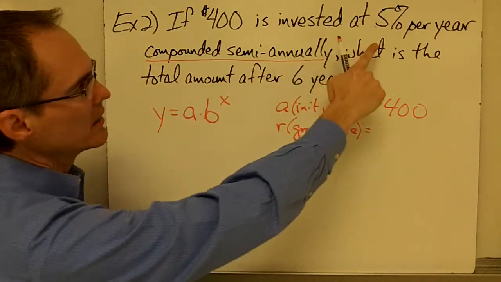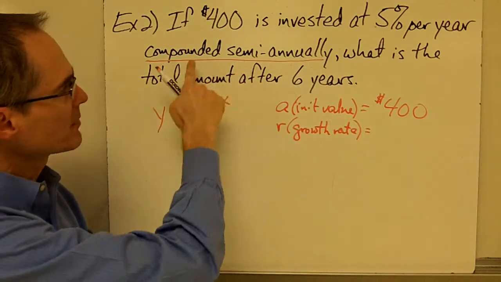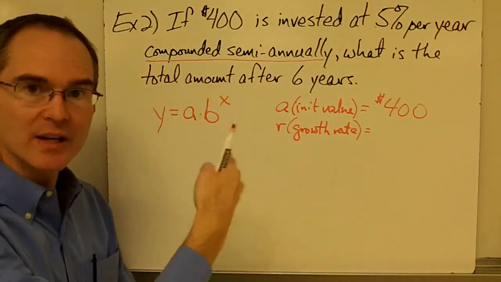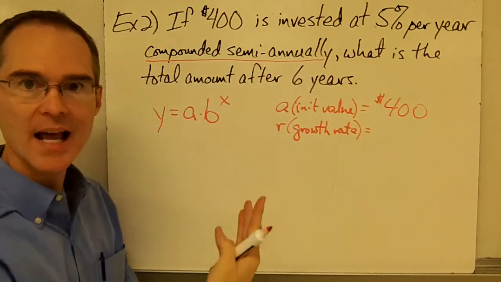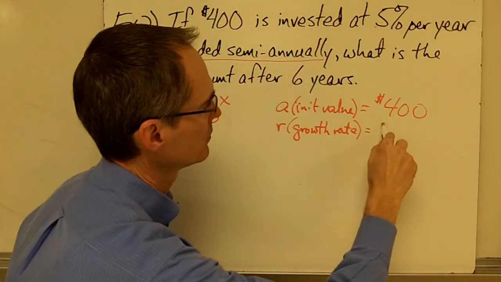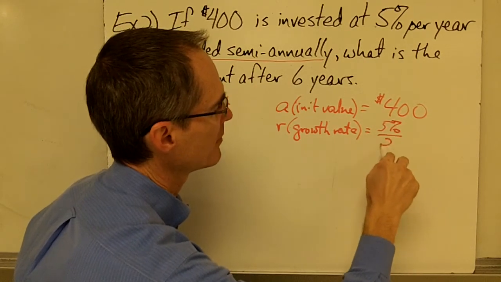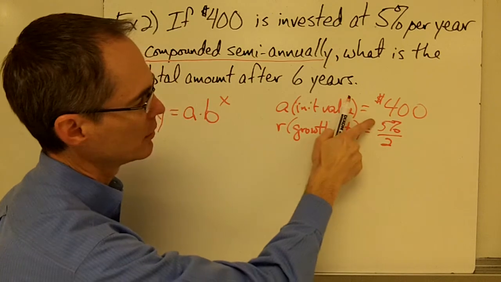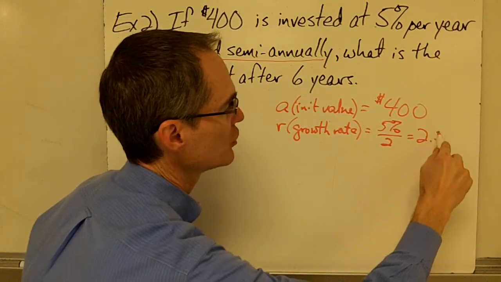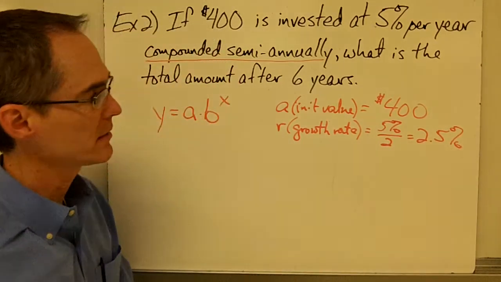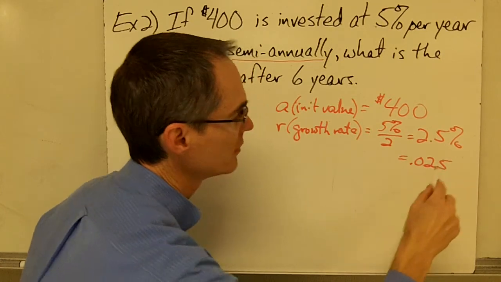Well, the way I do that is, instead of getting 5% per year, since I'm going to be calculating interest every half year, well then I just take my yearly interest rate and I divide it by 2. So my growth rate is going to be 5% divided by 2. That is my annual growth rate divided by 2, which gives me 2.5%, or, remember I have to write that as a decimal, 0.025.